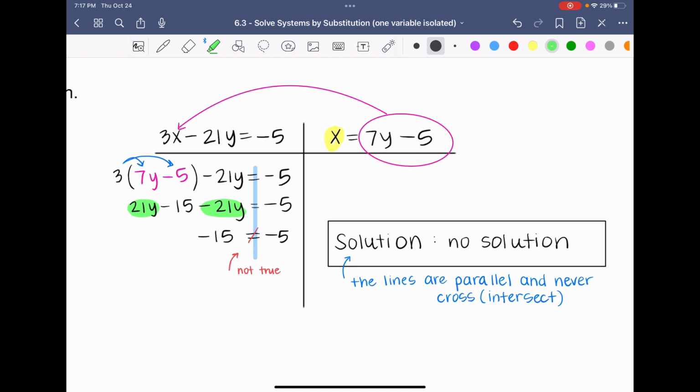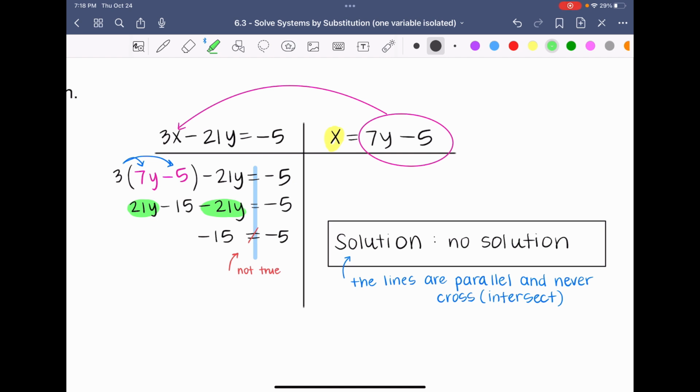So on this one, you're going to do 3 times 7y, which gives you 21y, and then 3 times negative 5 gives you negative 15. But when you combine the 21y and the negative 21y, the y's cancel. That didn't happen to us in the previous question. The equation that we have left over is negative 15 equals negative 5, and that's not true because those two numbers aren't the same.